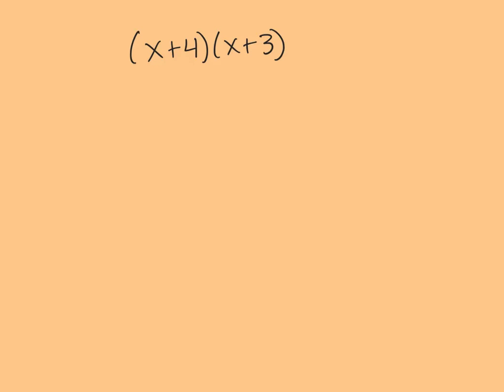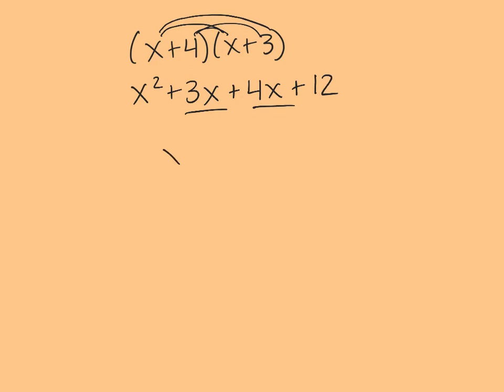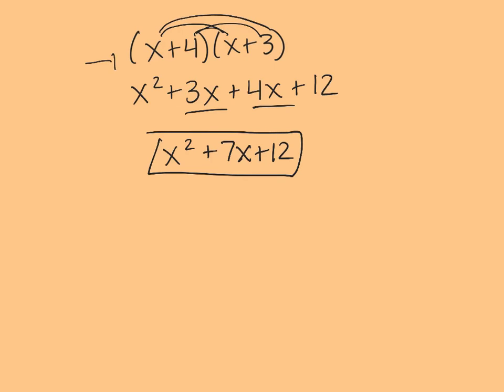To show you how we go backwards through the process by factoring, let's first take a look at how we would multiply these. I need to use the distributive property, multiplying everything in the first parentheses by everything in the second parentheses. So I have x squared plus 3x plus 4x plus 12. These combine to make x squared plus 7x plus 12. So let's take a look at what patterns we notice from the original multiplication problem to the answer at the end.